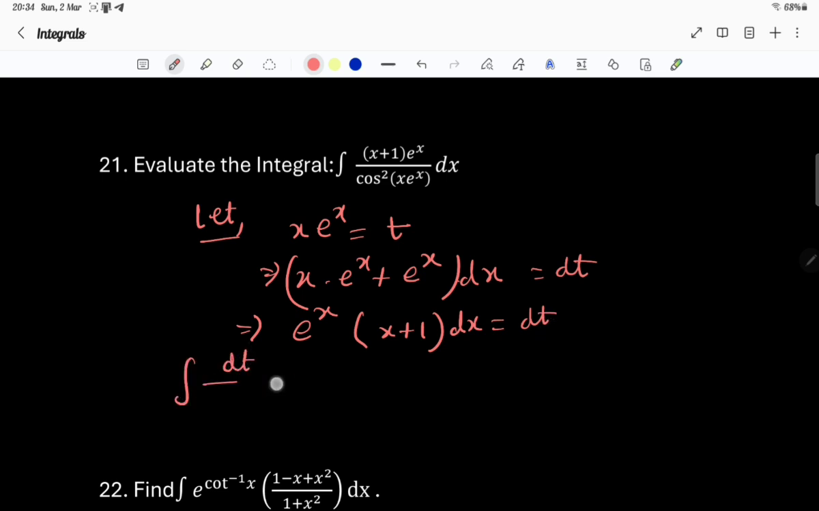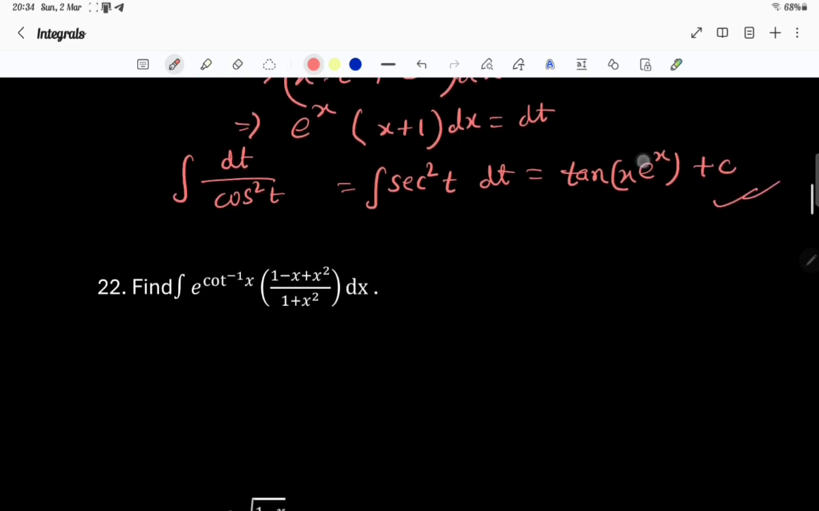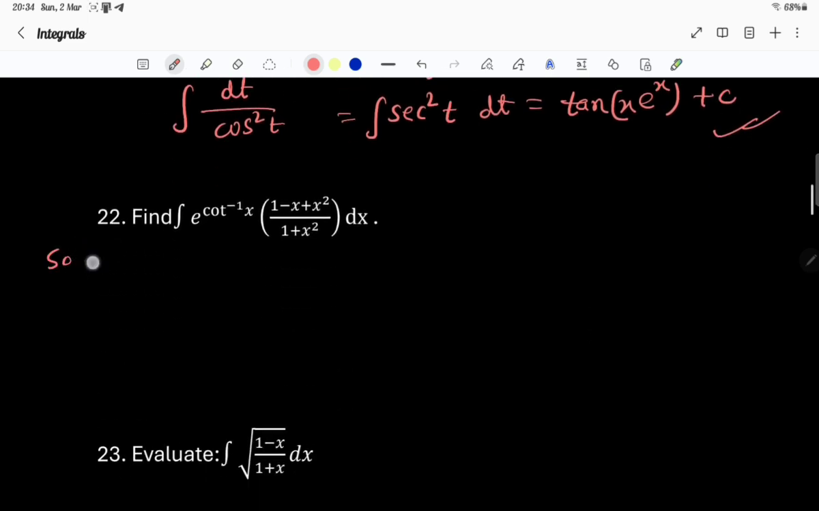Integration dt by cos square t. Okay, dt by cos square t means integration sec square t. Very easy question. Sec square t integration is tan t, and t is x e to the power x, plus c. Okay, now question number 22.